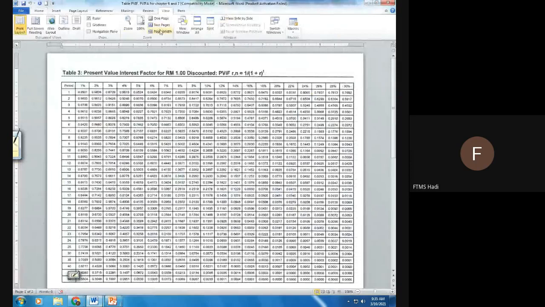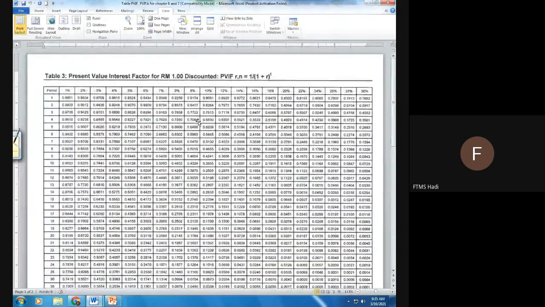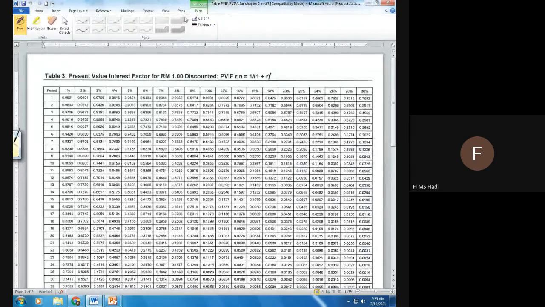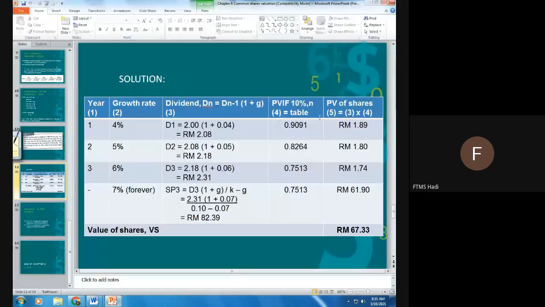So how to do that? Okay, how to read that is easy. You need to match the percentage and the period. Let's say 6% and 9 years. So, matchingkan dekat dia punya ni by coordinate. You will get this value 0.5919 and then you akan bawa ke table. Okay, so that is how you do it.